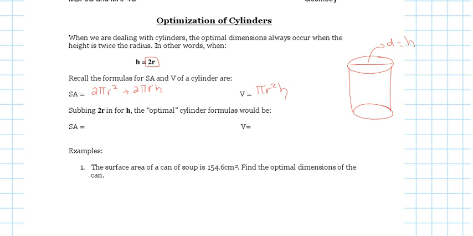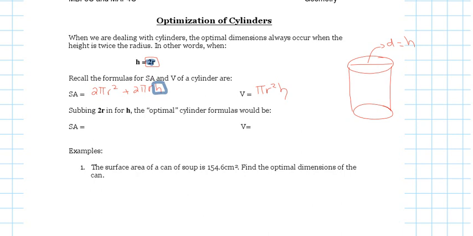Now, because we're looking for the optimal shape, we know that we want the height to be twice the radius, right? So now we're going to change the height in the formula. We're going to replace the height with twice the radius, so we can look for the optimal form. If we do that, we get this.